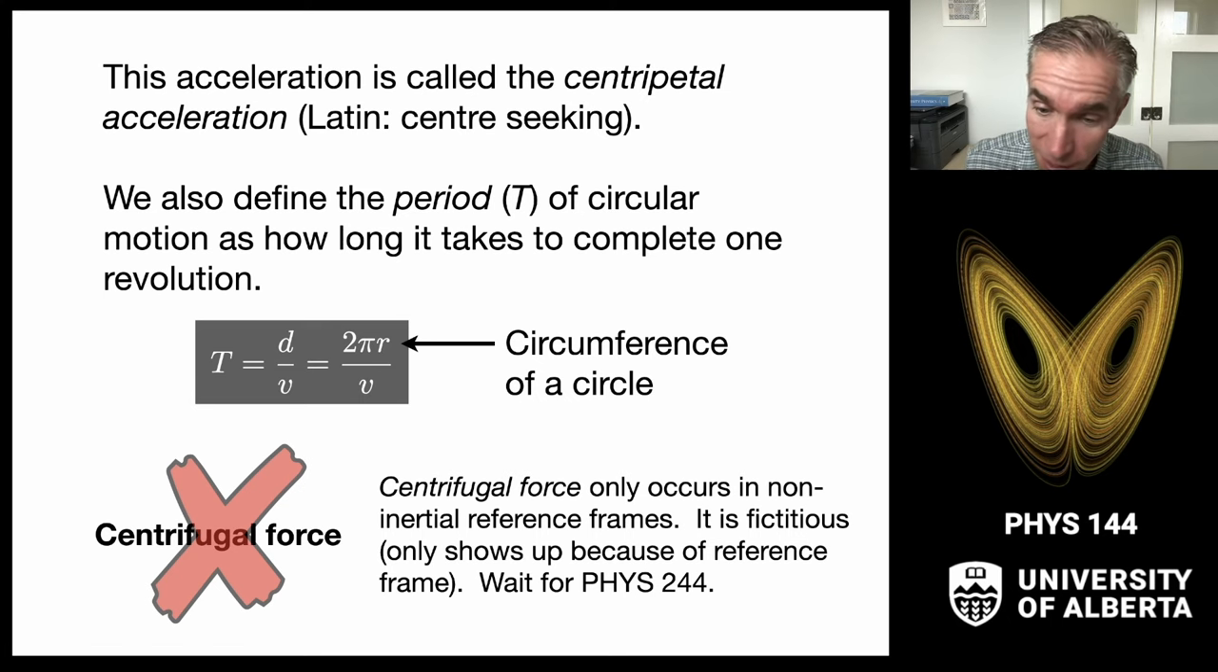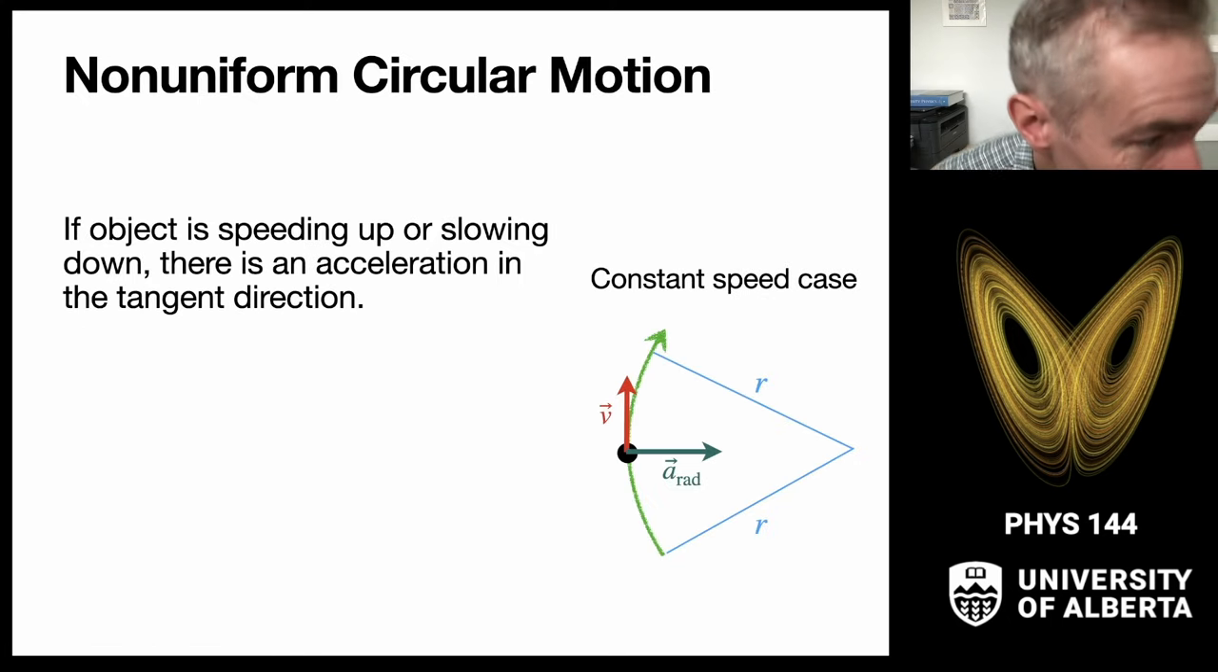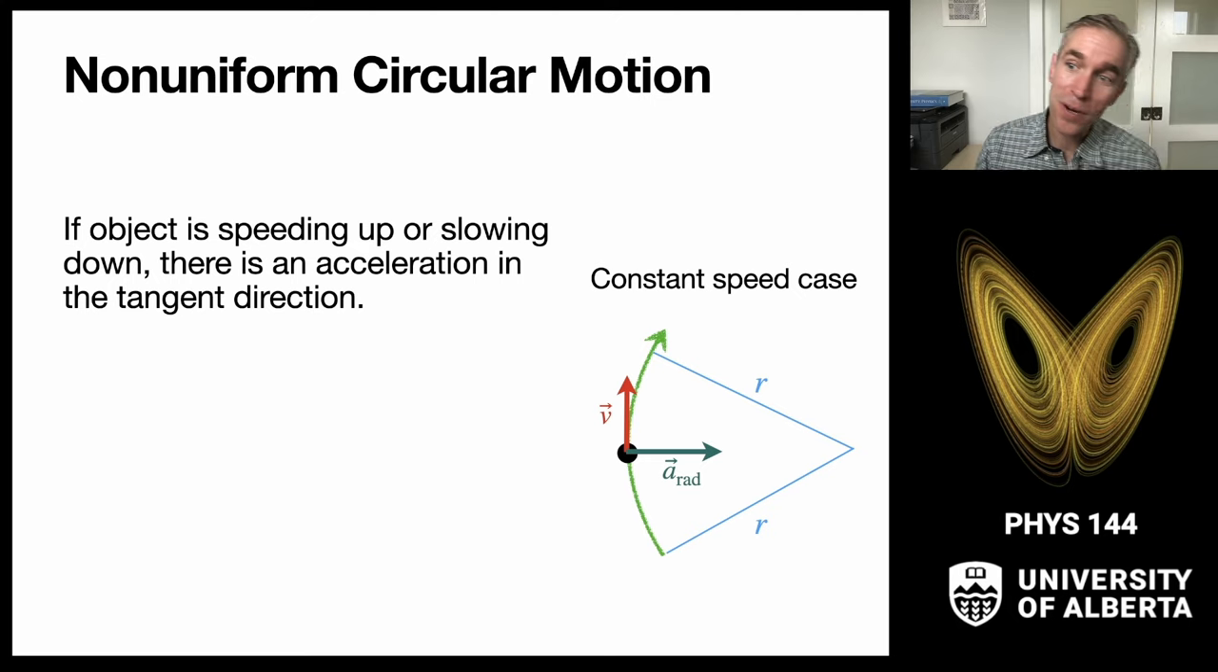What we will do is non-uniform circular motion. So what happens? v squared over r is the acceleration if the v isn't changing.